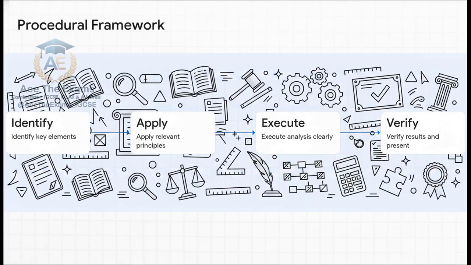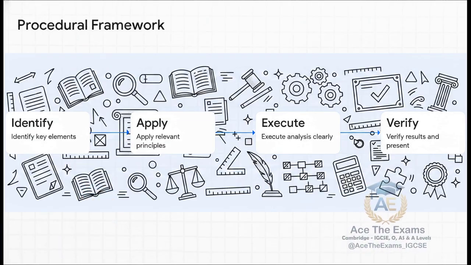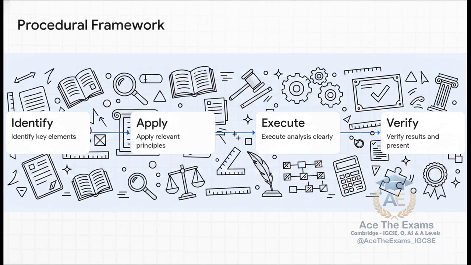Think of data interpretation like a mandatory legal procedure. Step 1, you identify the key elements from the texts. Step 2, apply the relevant theoretical principles. Step 3, execute your analysis with crystal clear working. And Step 4, this is crucial, verify your results and present them properly. If you skip a step, especially that verification phase, boom, you automatically lose those method marks.